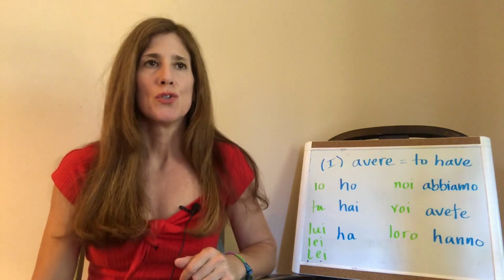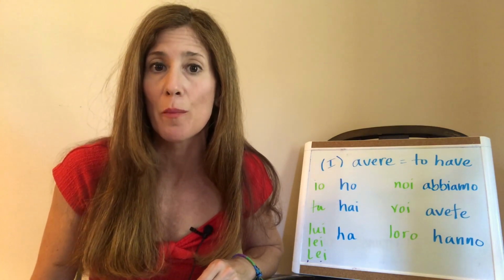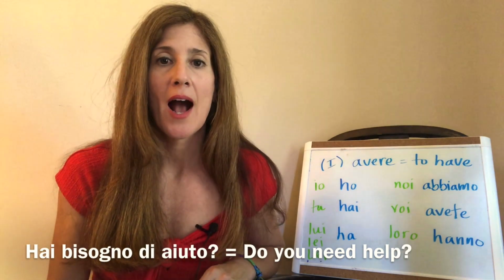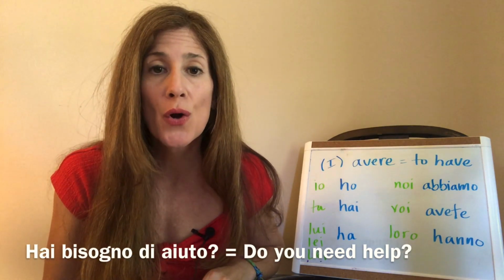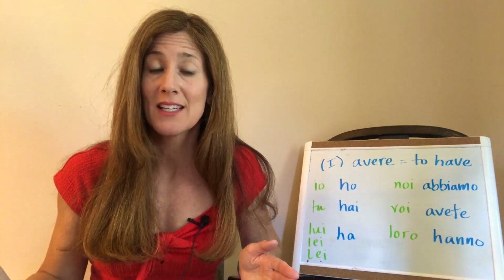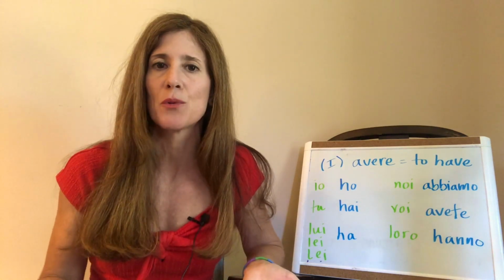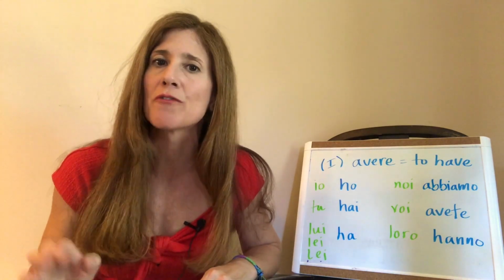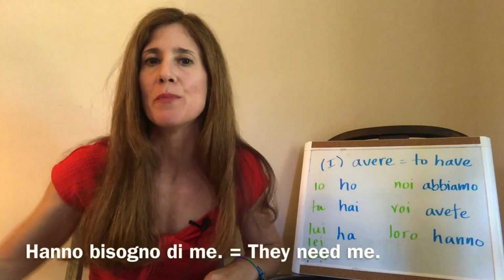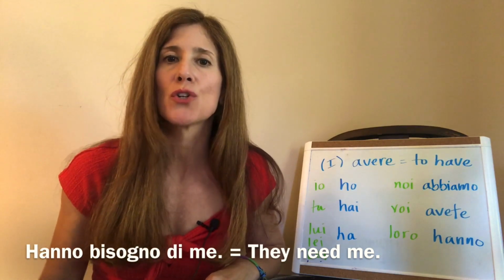Va bene? So this is one that's nice to know if you want to ask somebody if they need help, okay? Hai bisogno di aiuto? Hai bisogno di aiuto? So you just conjugate avere, everything else stays the same, see? Un altro esempio con una persona. So this example too is with a person, a thing, a noun, not a verb. They need me. So you want to say they have need of me. Hanno bisogno di me. Hanno bisogno di me.